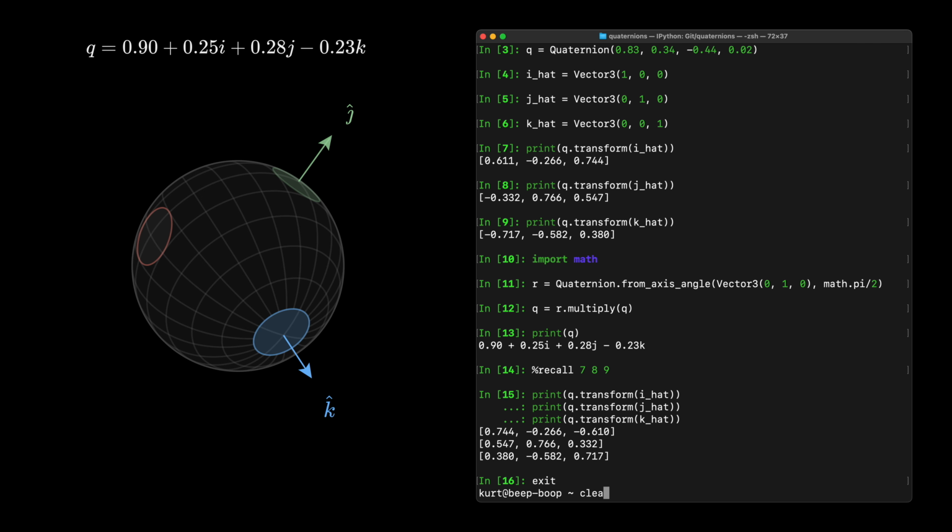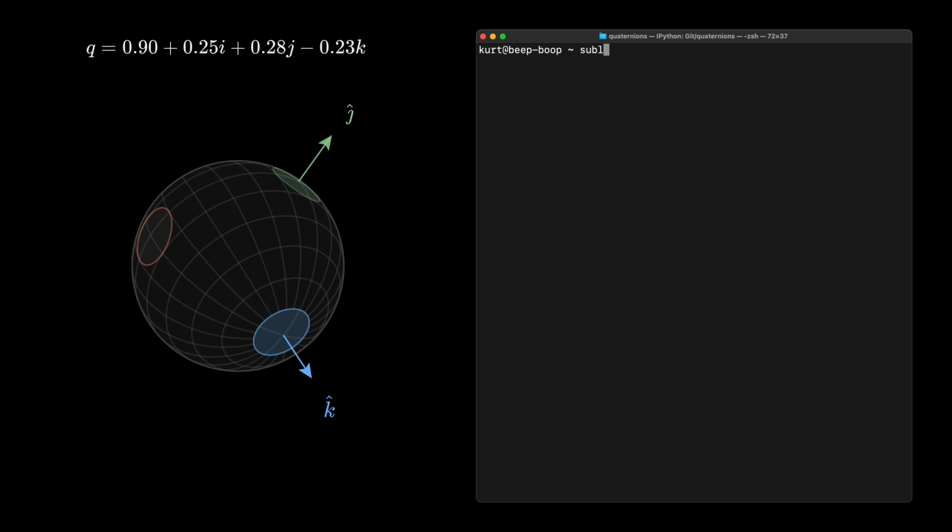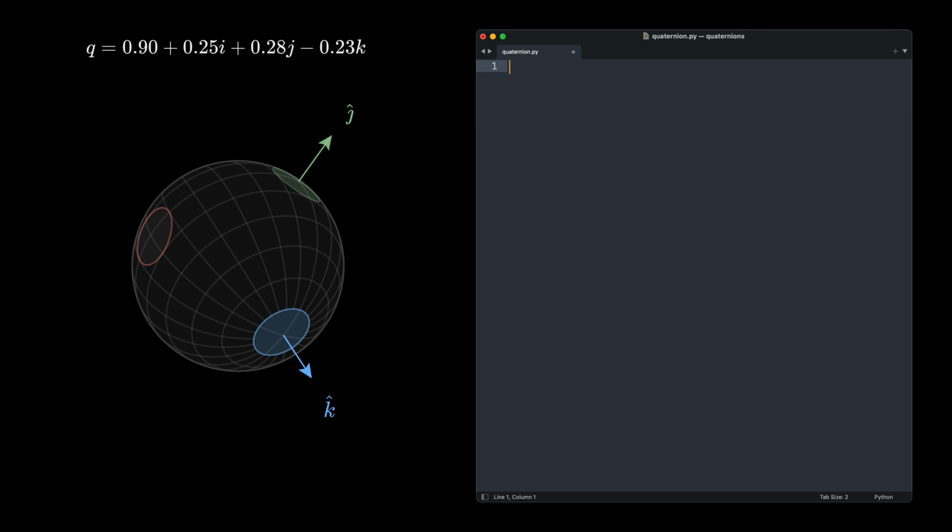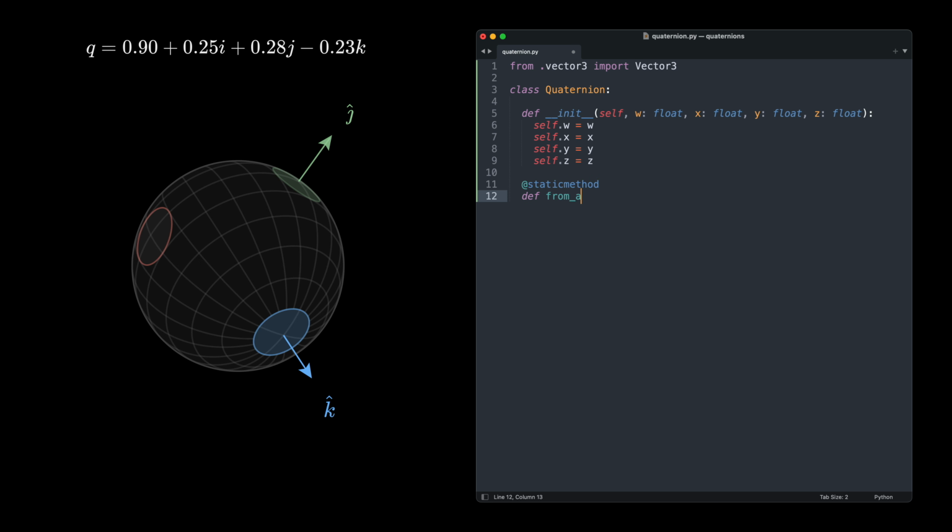Let's open a text editor and create a Quaternion class. The constructor takes in 4 floating point numbers to initialize the instance variables w, x, y, and z. To start, let's stub out the 3 methods we used in the demo. The static method fromAxisAngle takes in an axis and angle as input and returns the corresponding rotation quaternion.